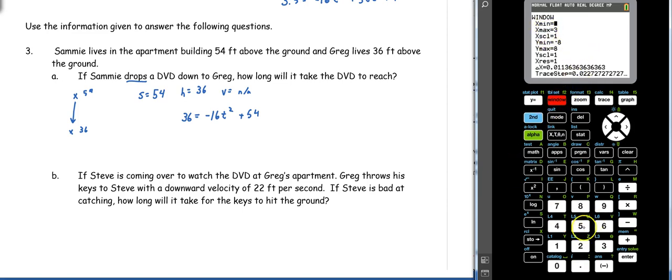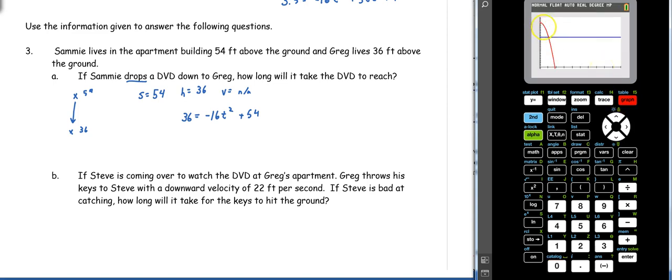Now, before we graph, we should probably fix our window. So we're going to use the x min as 0. We're going to leave the x max at 10. The y min, we don't want negative time, so I'm going to just move that up to negative 2. The y max, now the biggest number of the problem is 54, and we want to make sure we see the whole graph, so we're going to go a little bit above 54. I'm going to go to 60. I'm going to hit graph.